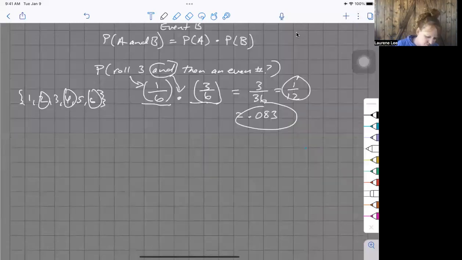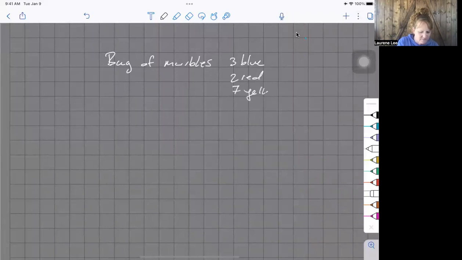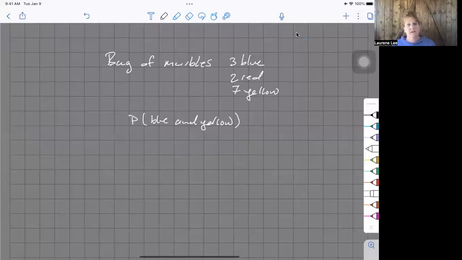Okay, so let me do another example. Let's say we've got a bag of marbles, and I've got 3 blue, 2 red, and 7 yellow marbles in the bag. I'm going to draw two marbles. I'm going to draw one and put it back, and then draw another one and put it back. I want to know the probability of first drawing a blue and then a yellow. Actually, let's do 3 events just because we haven't done 3, and another yellow.